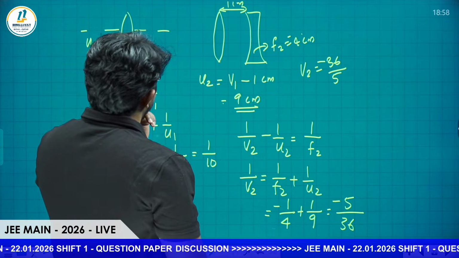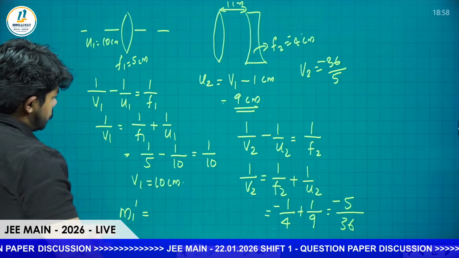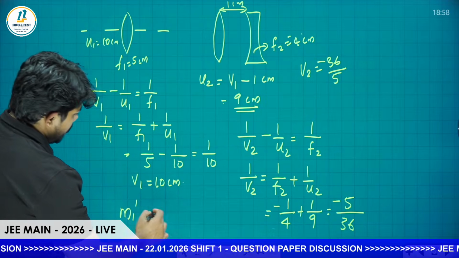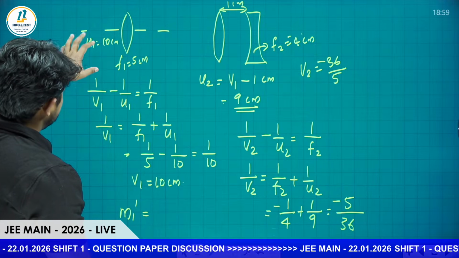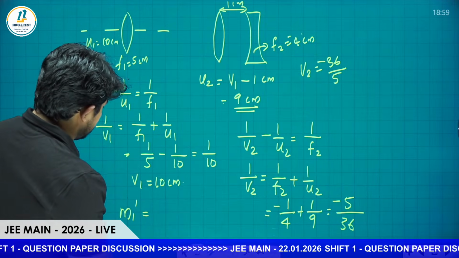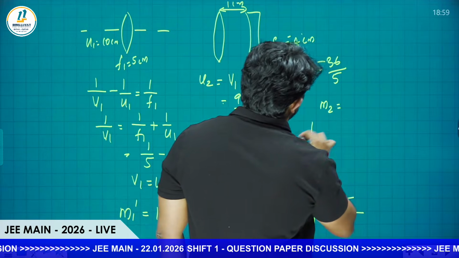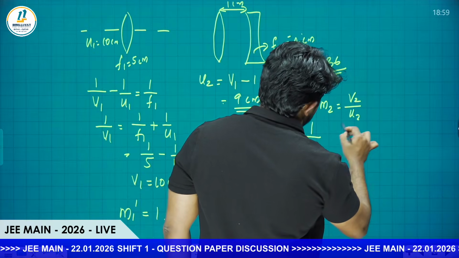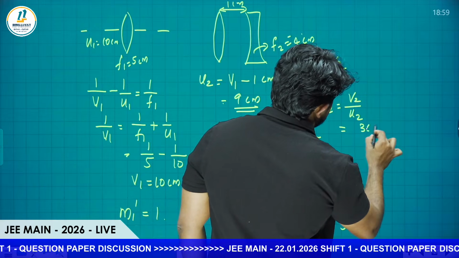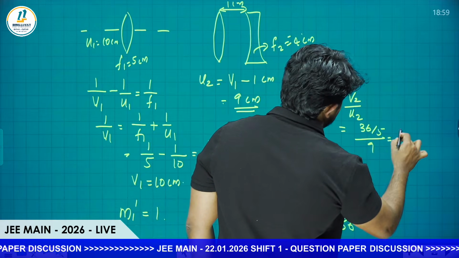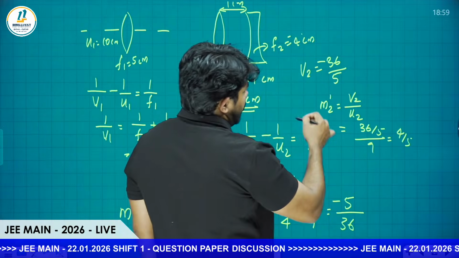Okay, now we find the magnification. M1 dash will be equal to what? This is U1, and V1 is 10, so the magnification will be 1 here. So M2 will be V2 by U2, right? U2 is 9, so 36 by 5 divided by 9 is 4 by 5. So we got M1 dash and M2 dash.